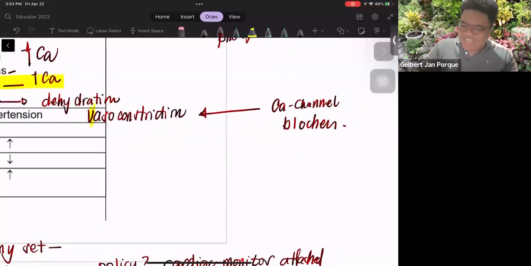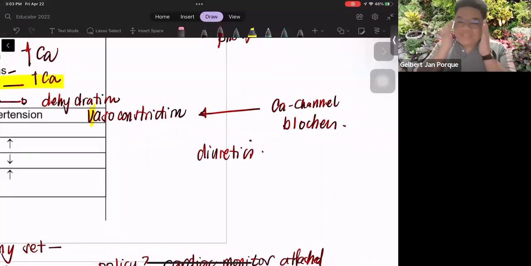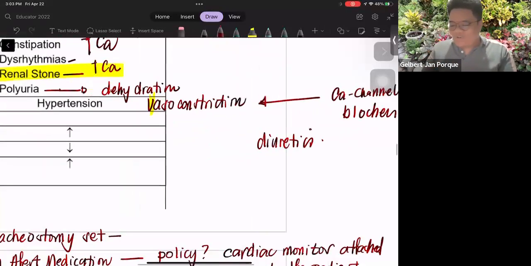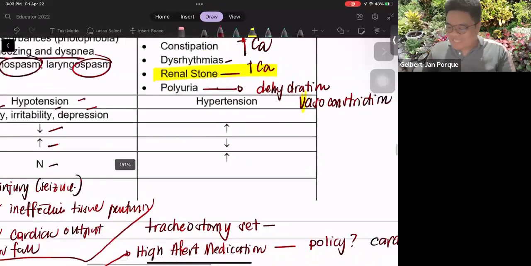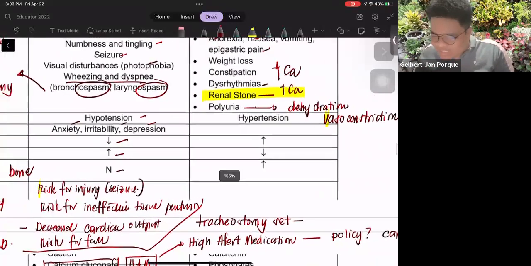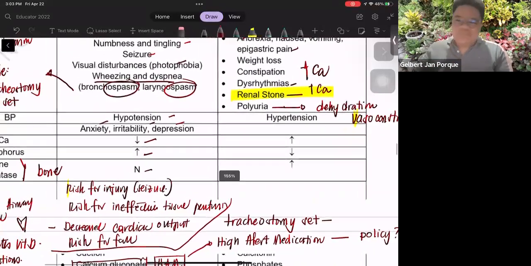Okay, class, so you have your diuretics. Very good. You give your diuretics. So, as you can see, class, the lessons connect to your previous lessons. Okay, so you give your diuretics so that calcium will be out of the body. What is increased? Okay, urinary calcium would be increased.